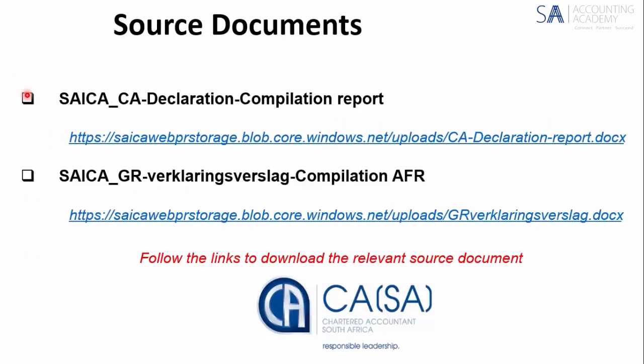The two source documents that I refer to today is the compilation report declaration. There's your link to that. You'll see it's a docx document. So both of these are in Word documents available to you. You can follow these links and you can then go and edit them and put them on a letterhead and do whatever you want with them. All right. The other one is the Afrikaans one, the link to the Afrikaans one. It says AFR for Afrikaans at the back. And in Afrikaans, die GR-verklaringsverslag. Right, so that's the compilation one. So what you do is you just click on the links, follow the downloads, download them, and you've got them.